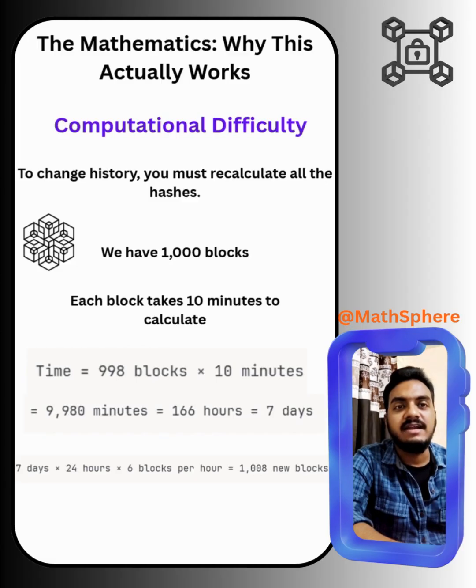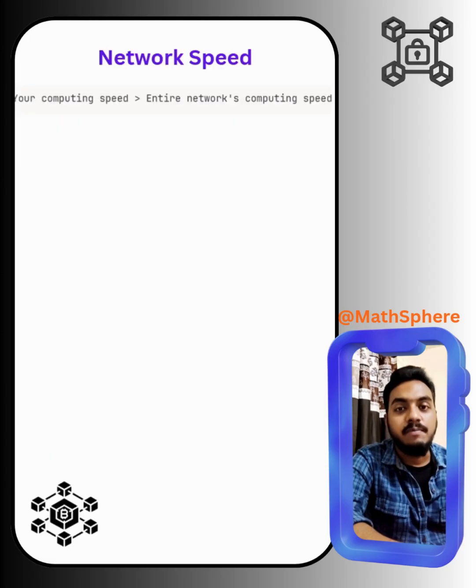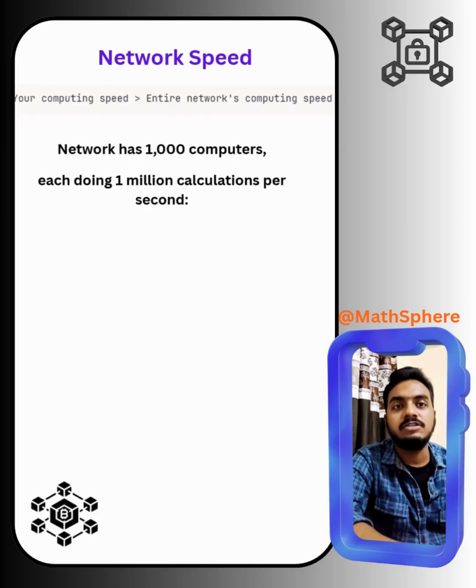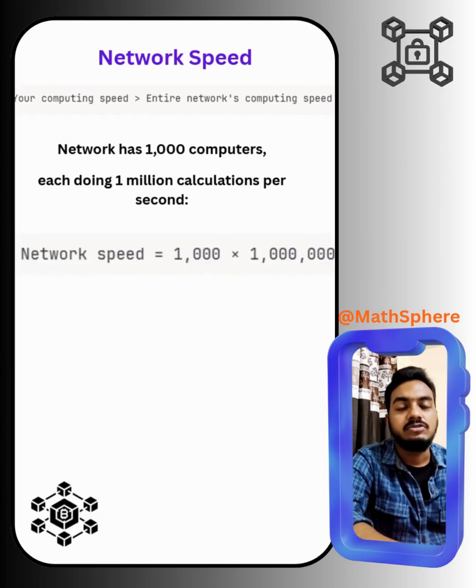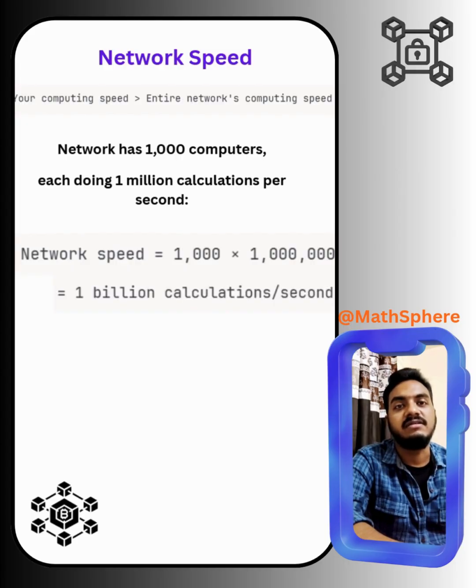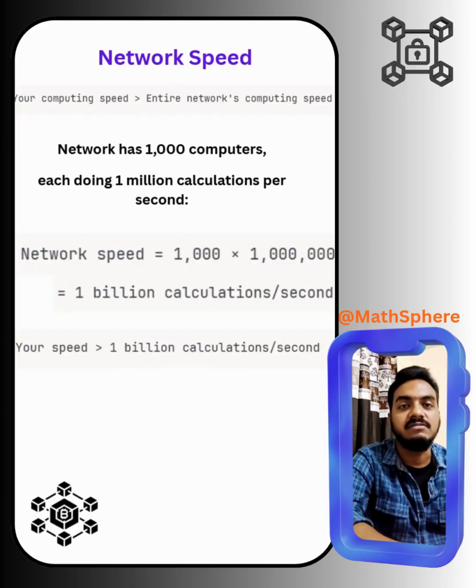To successfully rewrite history, you need what? Your computation speed should be greater than the entire network computing speed. What does that mean? If a network has 1000 computers and each is doing 1 million calculations per second, what should be your network speed? It should be 1000 times 1 million, which is 1 billion calculations per second. So to beat them, your speed needs to be greater than 1 billion calculations per second.